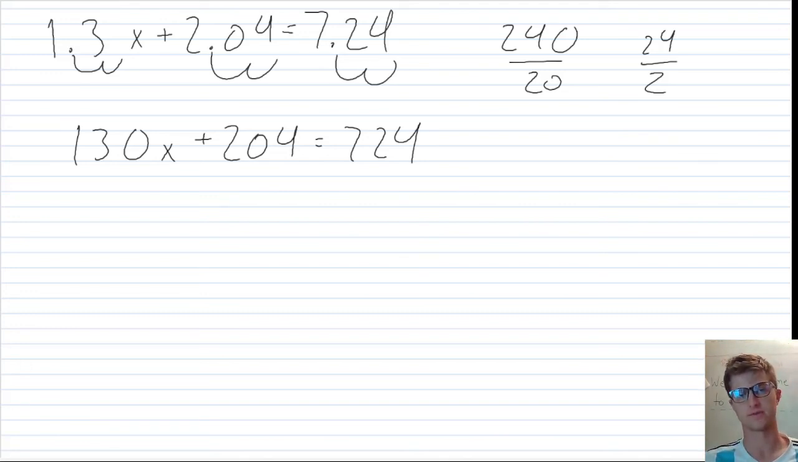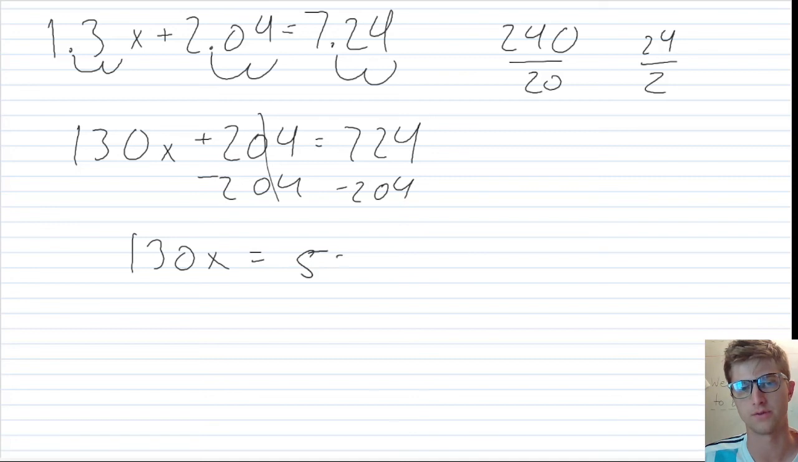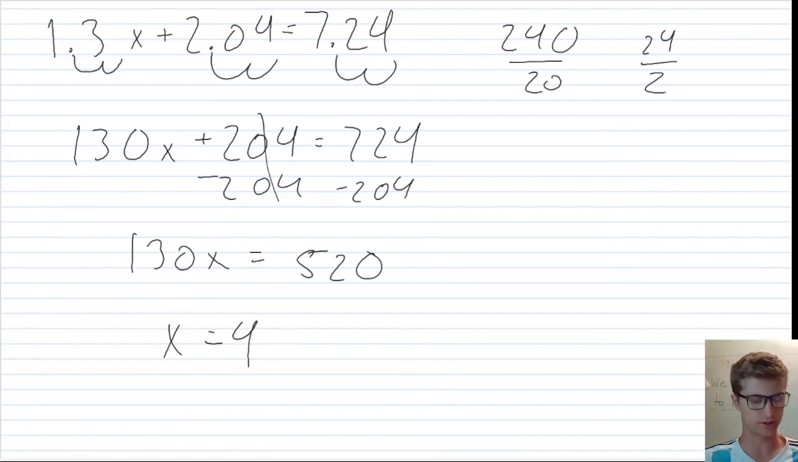So let's just see what it looks like. Minus 204, minus 204. This gives us 130x. This is probably going to give us, I don't know, what is it going to give us? 520? Oh, 1352. Recognize the deck of cards when you see it. x equals 4. So you can use it or you cannot. I'm not going to do any more examples of that because it's silly to me, but you can use it if you want. Okay, bye.